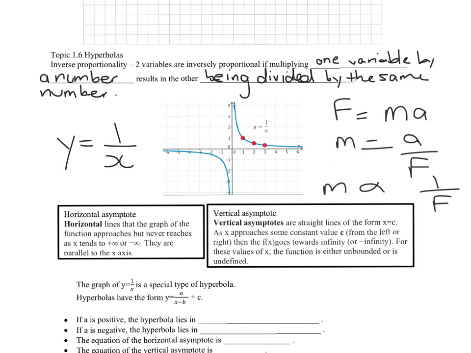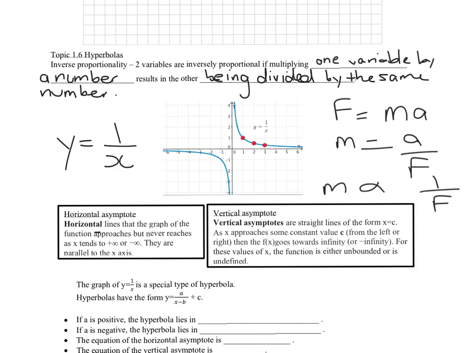So we have these few definitions here, which you'll need to understand. Horizontal asymptotes are horizontal lines that the graphs of functions approach but never reach as x tends to infinity or negative infinity. They're parallel to the x-axis. So in this case, this function, if we drew this out, would keep on getting closer and closer to the x-axis as x gets bigger and bigger to infinity, but it would never actually reach it, and same on this side. So that's a horizontal asymptote.